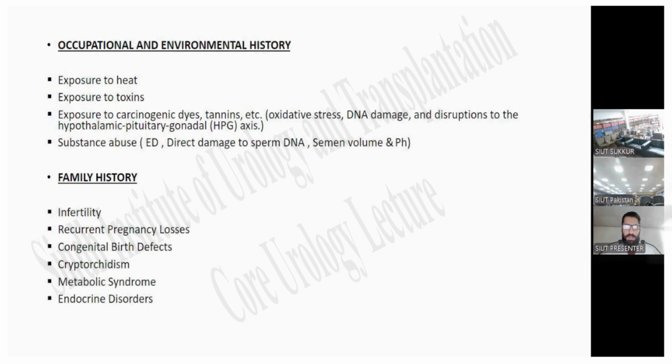Occupational and environmental history includes asking about exposure to heat and exposure to toxins, exposure to carcinogenic dyes or tannins, which can cause oxidative stress, DNA damage, and disruptions to the hypothalamic pituitary gonadal axis. History of substance abuse can cause erectile dysfunction, direct damage to the sperm DNA, and changes in semen volume and pH.